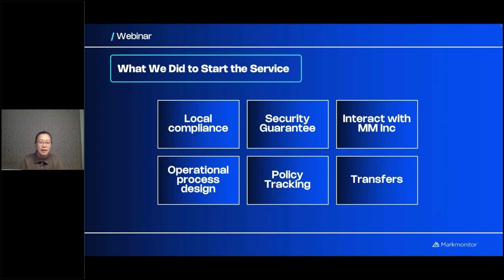And then there's the policy tracking. In China, the policies sometimes change a lot, so we make sure that we attend important industry meetings, and we have regular face-to-face meetings with the Shanghai CA to make sure that we have the latest news about the changes or updates.